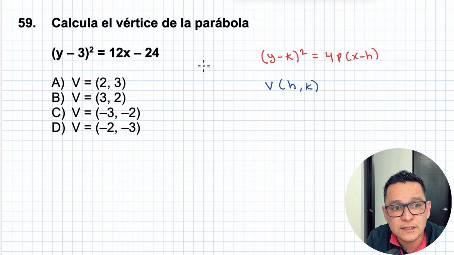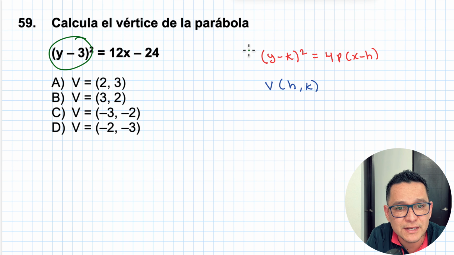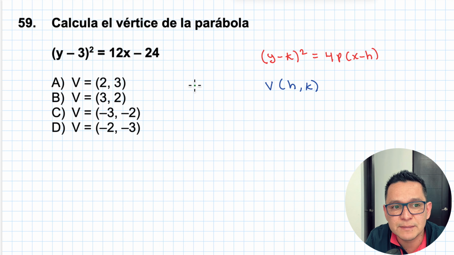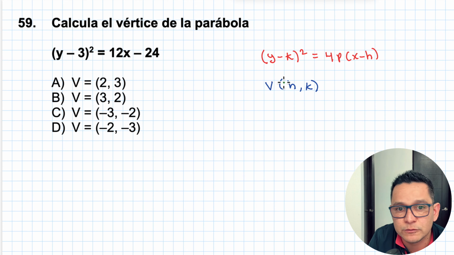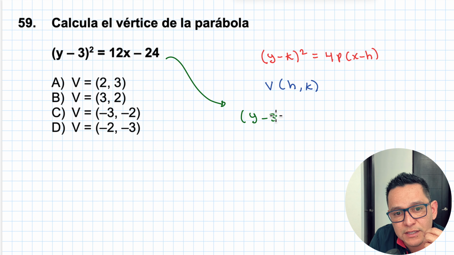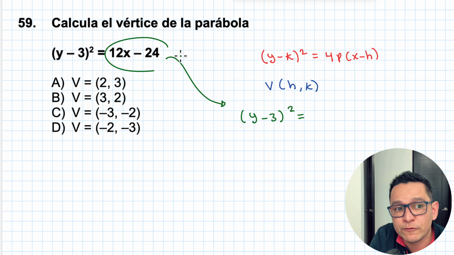But if you notice, while the left side looks similar, the right side doesn't look as much alike. Why? Because over here we have a 4p that's already factored. So what I'm going to do next is write the left side again just as it is, that is, y minus 3 squared, and on the right side, we're going to factor by common factor.